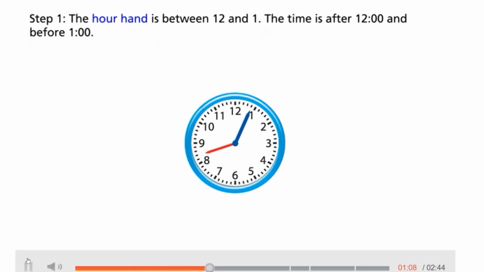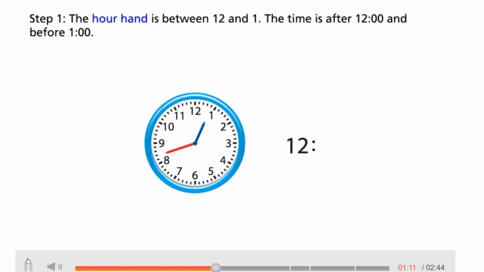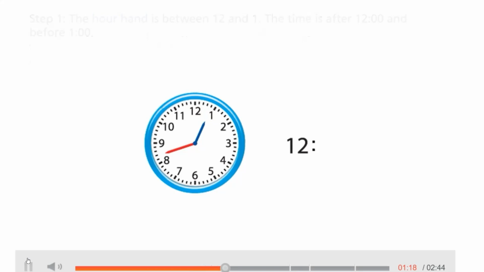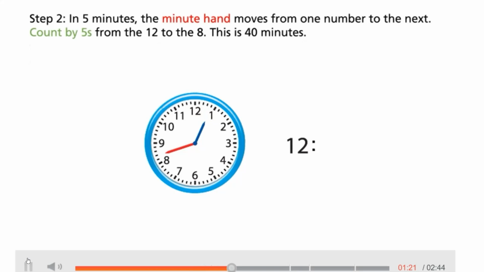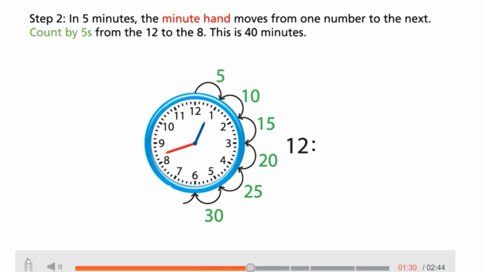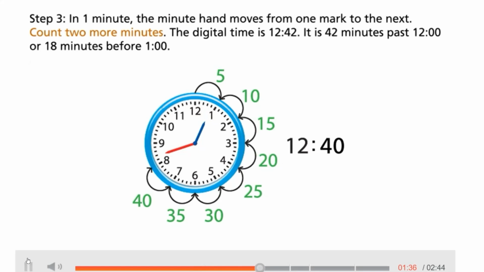Step 1. The hour hand is between 12 and 1. The time is after 12 o'clock and before 1 o'clock. Step 2. In 5 minutes, the minute hand moves from one number to the next. Count by fives from the 12 to the 8. This is 40 minutes. Step 3. In 1 minute, the minute hand moves from one mark to the next. Count 2 more minutes. The digital time is 12:42. It is 42 minutes past 12 o'clock, or 18 minutes before 1 o'clock.